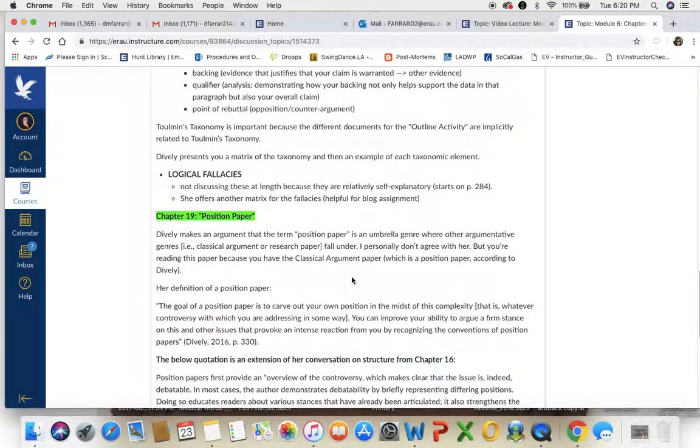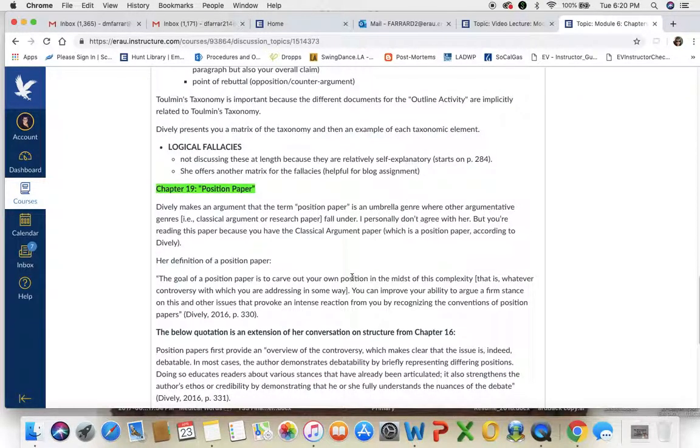Okay, so then going into chapter 19 is where she talks about the position paper. And one thing she talks about, I actually disagree with her about this. She makes this argument that we have all these different terms for research papers, including the term research paper, but there's the term paper, the research paper, the position paper, the classical argument paper. And she says, well, position paper is actually this large umbrella genre where these other argumentative genres fall under. So I personally don't agree with her.